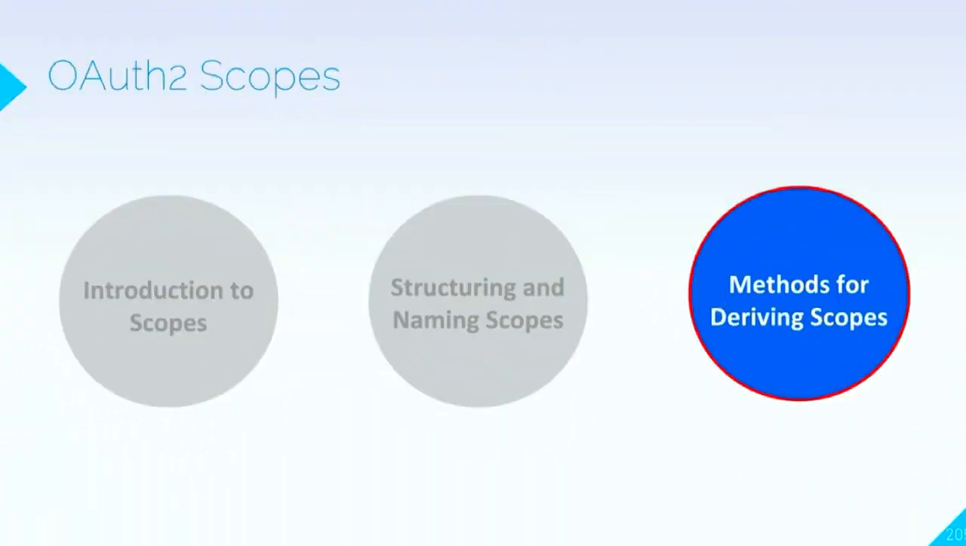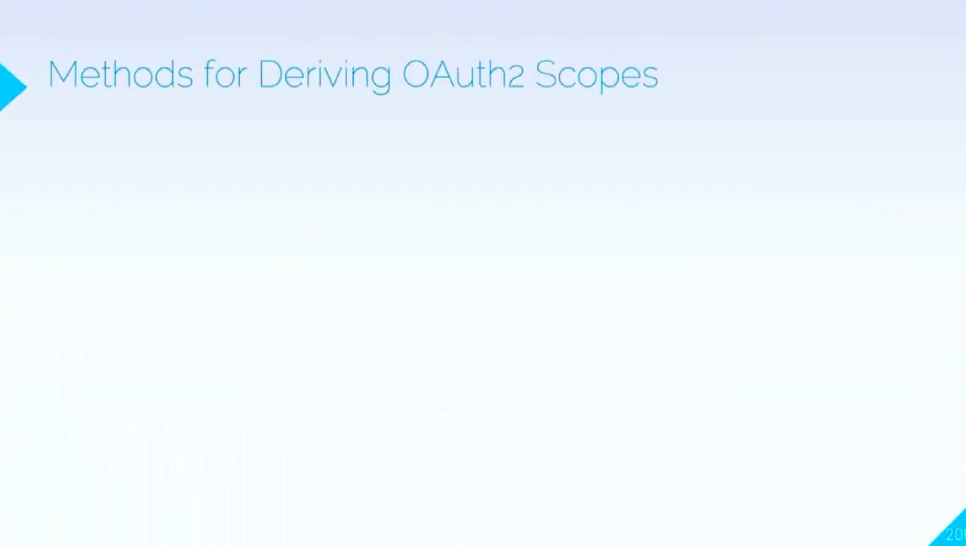So now let's move on to exploring various methods for deriving these scopes. There are no hard and fast rules for defining OAuth 2 scopes. It really depends on specific requirements and the nature of the project. However, based on my experiences, I can share some valuable advice on how to approach this.